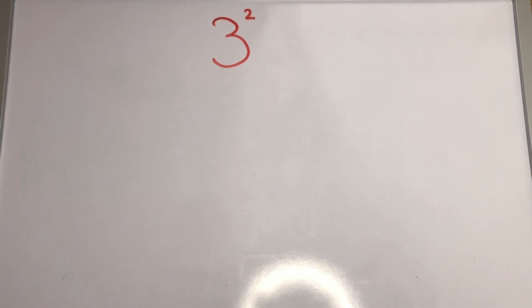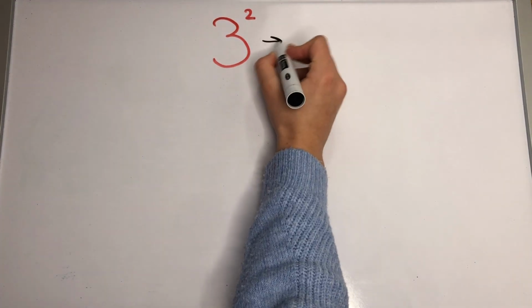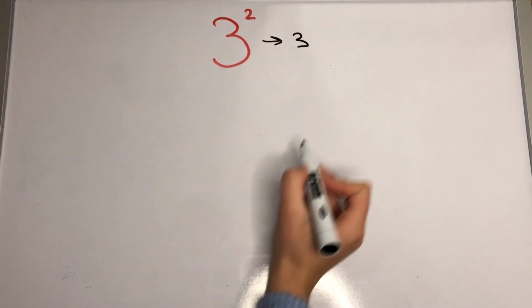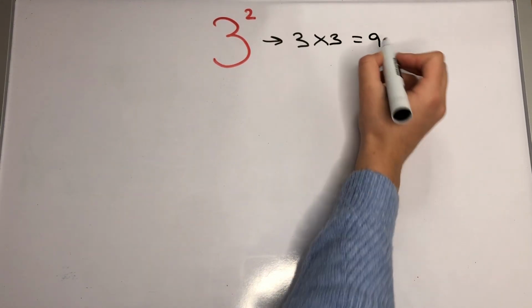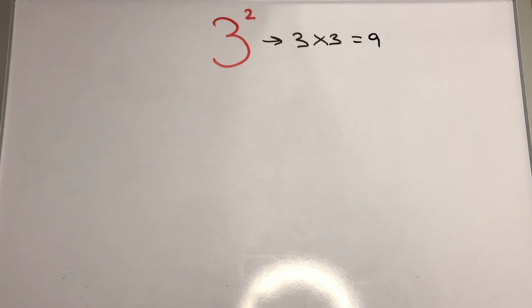Squared. What does it mean? We've all seen it, we've all heard it, but what does it mean? 3 squared essentially means taking 3 and multiplying it 2 times. And 3 by 3 is just 9. But when it comes to indices, there's more to it than just 3 squared, 5 cubed, 2 squared.